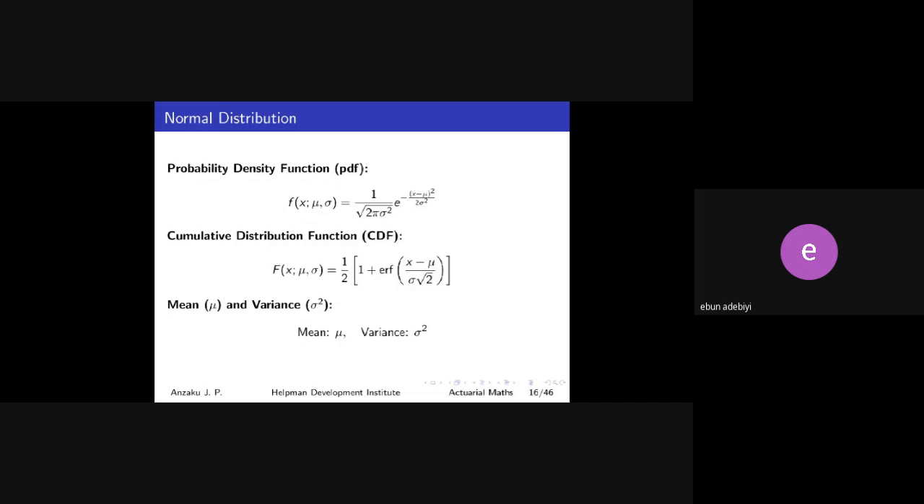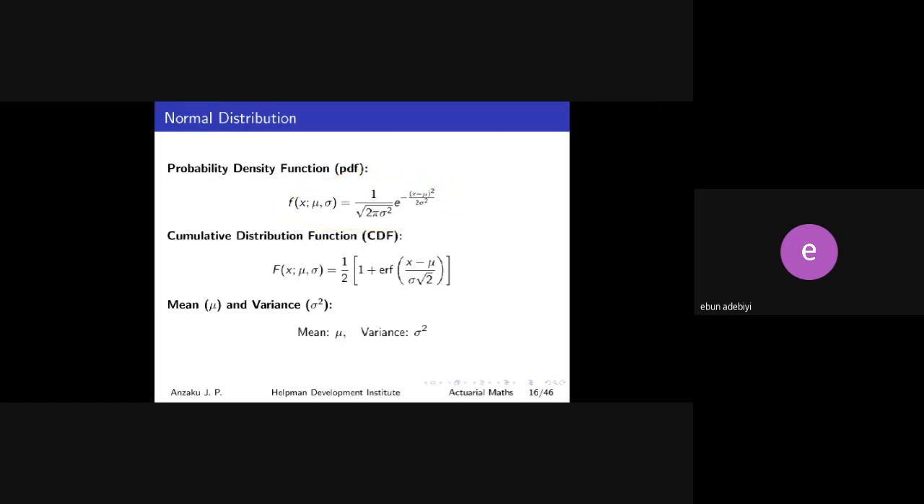And one key thing about the normal distribution we should know is that it transforms to the standard normal distribution when mu is equal to 0 and variance is equal to 1. But we should know that anywhere we see an expression like this, it is talking about the probability density function of the normal distribution.